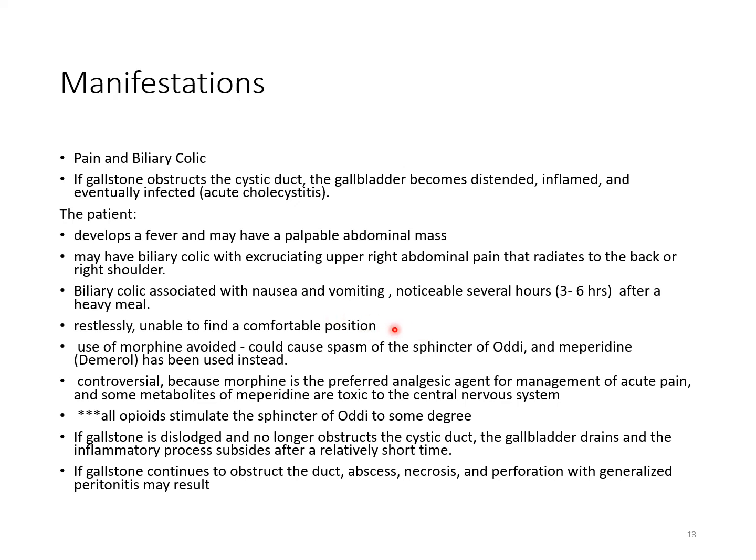For this pain, in terms of management, they do not like morphine. Apparently it can cause spasm of the sphincter of Oddi, and they will use Demerol instead. However, they are saying that even though they're using Demerol, some of the metabolites of Demerol can still be toxic to the central nervous system. So this is something that's probably going to keep changing depending on the different studies they're doing. I am pointing this out because when we get to pancreatitis, the medication of choice becomes Demerol and not morphine.